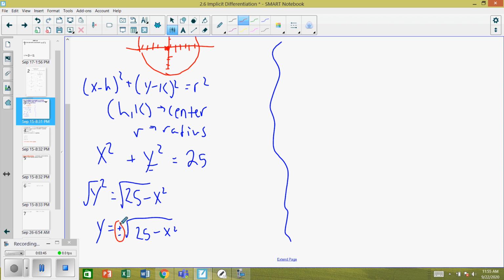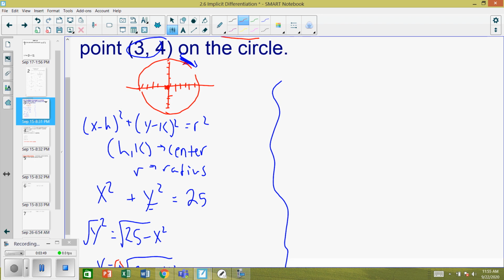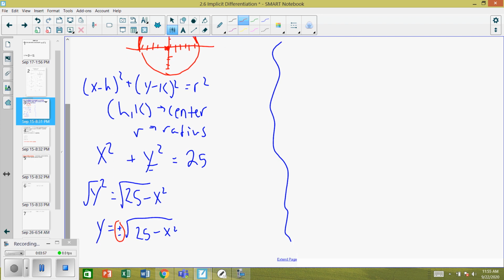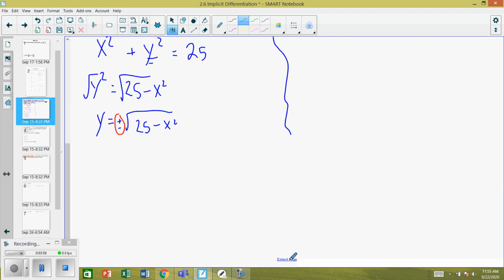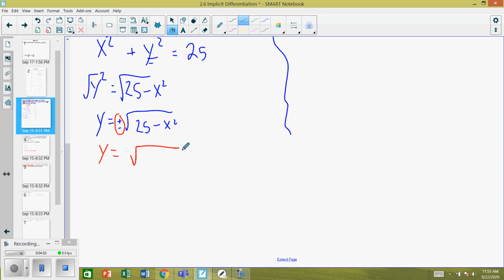Now, I'm sure some of y'all are probably thinking, well, do we even need the minus part? Because the point that we're curious about is on the top section of my circle. And if I'm looking at the top section of my circle, all I need is the positive square root. So we're going to say y equals just the positive square root of 25 minus x squared, because it's that portion or piece of the graph that contains the point 3, 4. And we can take the derivative of that.